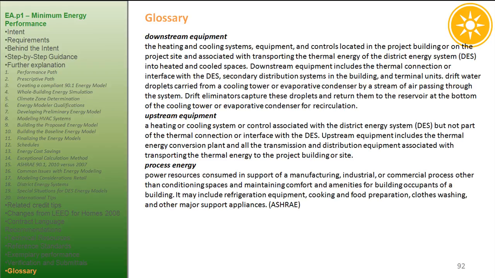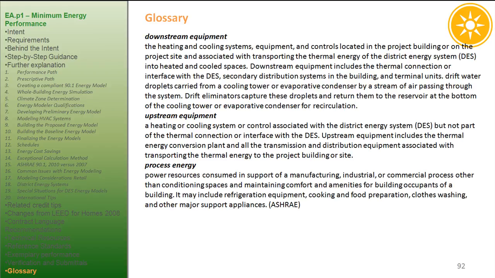Drift: water droplets carried from a cooling tower or evaporative condenser by a stream of air passing through the system. Drift eliminators capture these droplets and return them to the reservoir at the bottom of the cooling tower or evaporative condenser for recirculation. Upstream equipment: a heating or cooling system or control associated with the district energy system, DES, but not part of the thermal connection or interface with the DES. Upstream equipment includes the thermal energy conversion plant and all the transmission and distribution equipment associated with transporting the thermal energy to the project building or site.